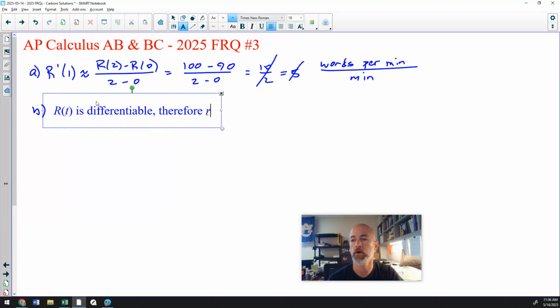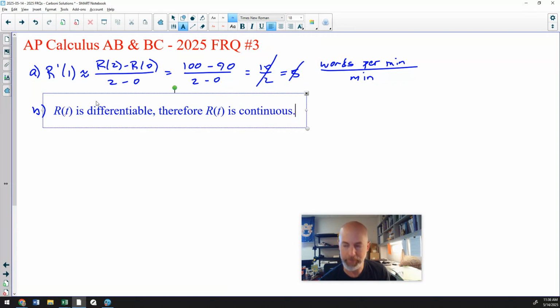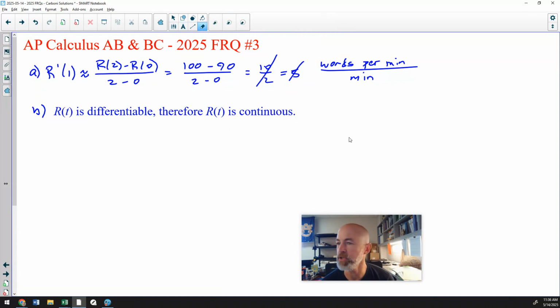Therefore, R of T is continuous. All right, so I make that declaration, and then I am looking for two values of R, one that is above 155 and one that is below 155. And I like to keep it simple. If they suggest using an interval 0 to 10, I like to use that given interval.